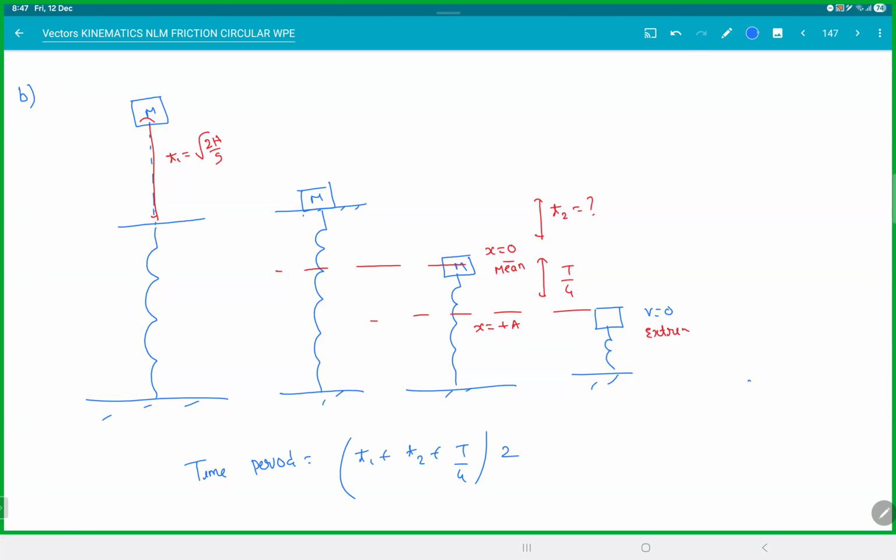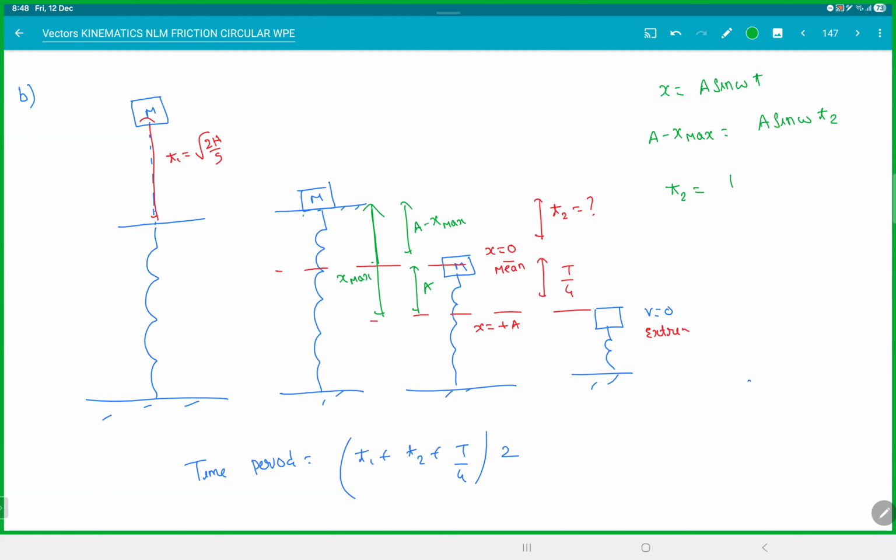And how will you find t2? I know this total distance is x max that we already calculated right now. And this distance must be amplitude. And this distance will be a minus x max. And we know for an SHM equation, x is equal to a sine omega t. So your distance, this will be a minus x max is equal to amplitude times sine omega t2. There, this will give you t2.